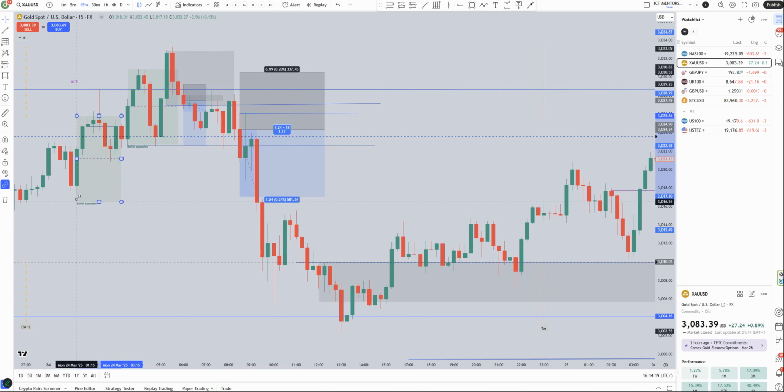M15, bullish expansion. We already did this here. This is the candle that closed below it. It's OB. It closed below it, sell down. Expansion OB. We already had this 2-bar, sell down.